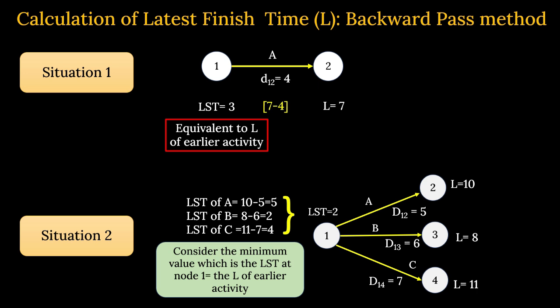Whenever you are going for a forward pass, start with the node with the smaller number and go forward as per the direction of the arrow. If you are going for a backward pass, you always go backward, in the reverse direction. In the forward pass method, we get the time by adding, and in the backward pass method, we get the time by subtracting. Clear?